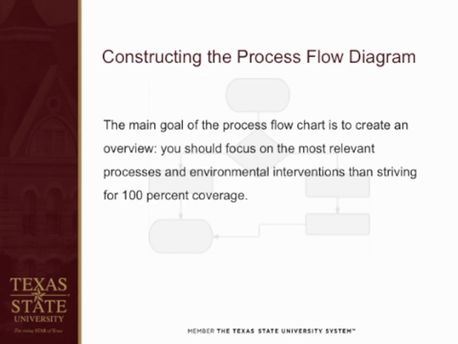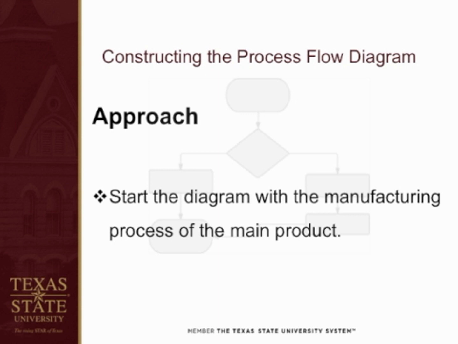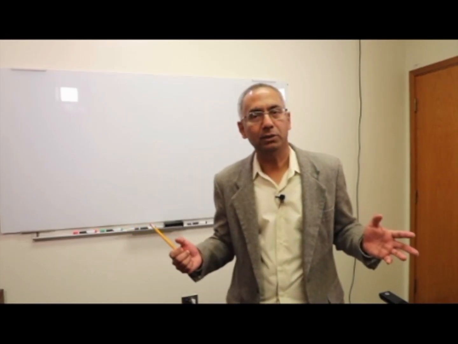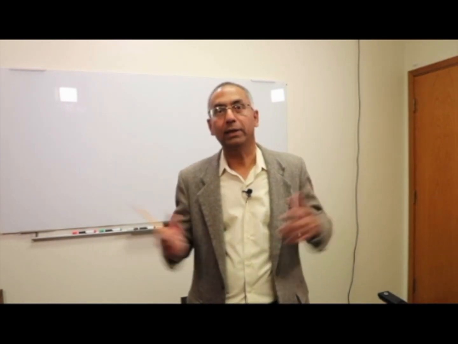Now when you draw a flow diagram, the main goal is to give an overall view of the process spanning its entire life cycle. The amount of detail you provide is somewhat subjective. You just need to make sure that while it captures the essential aspects, it doesn't overwhelm you. So how do you draw this diagram? You start off with the main process. So if I'm making engine cylinders, well, engine cylinders are made by a metal casting process. So that's where I start.